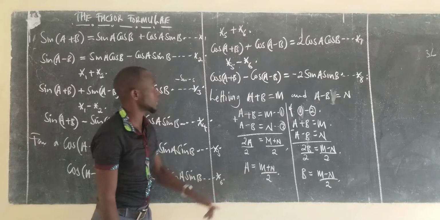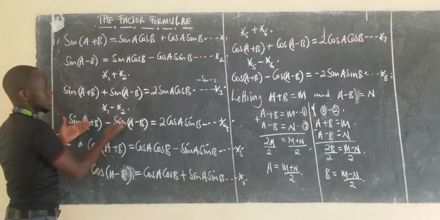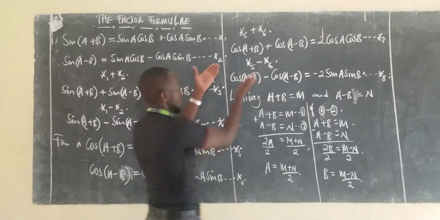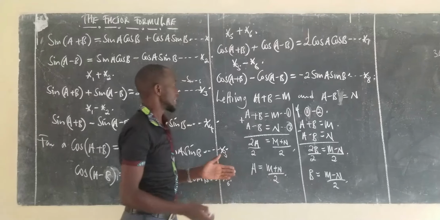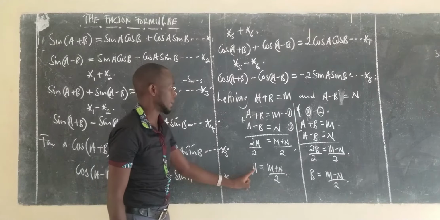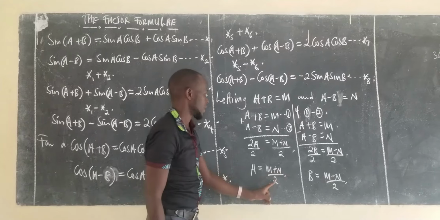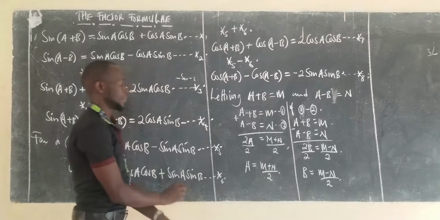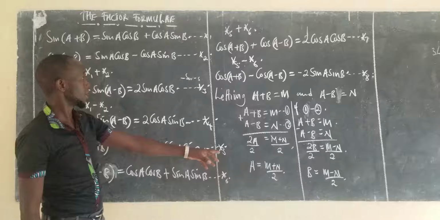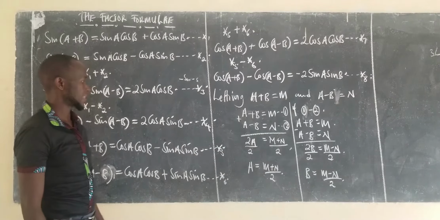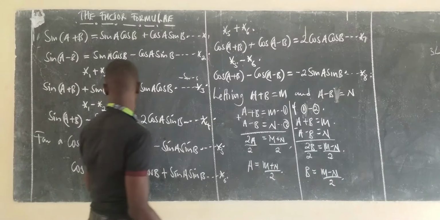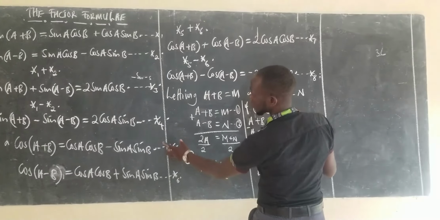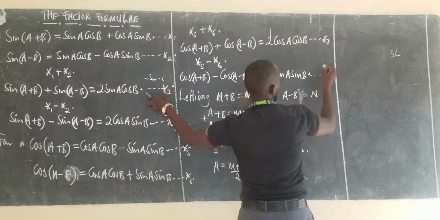If you look at this one carefully, they choose these two equations, the sine sum, the sine difference, the cos sum, and the cos difference. Substitute, wherever you find A, substitute m plus n out of 2 on the side where you have the product. So instead of A, we shall substitute it with m plus n out of 2. So let's start from equation 3.